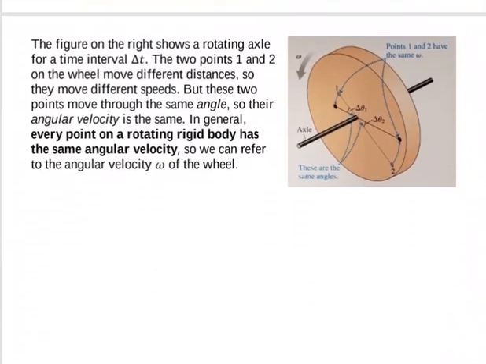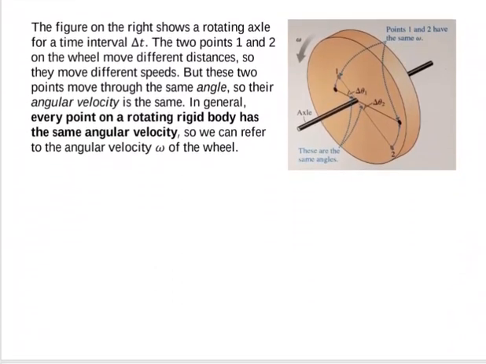So the figure here is showing a rotating axle for some time interval delta t. We have point 1 here and point 2 here on the wheel, and they are moving different distances because point 1 is closer to the axis of rotation than point 2 is. The axle here is acting as our axis of rotation, okay?